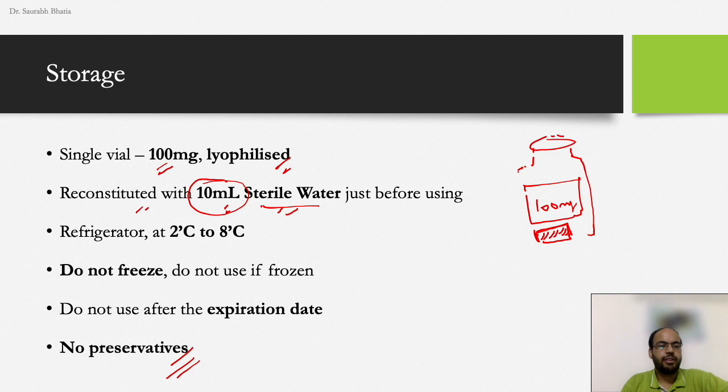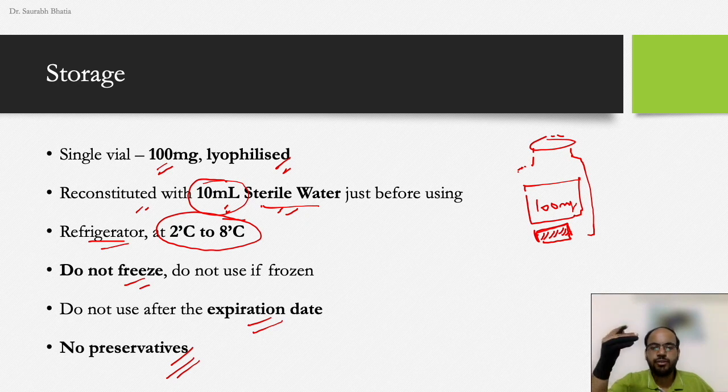The storage is between 2 to 8 degrees Celsius in a refrigerator always, but do not freeze. Even if it is kept in the freezer, you cannot use it. Keep it in the fridge between 2 to 8 degrees Celsius. Do not use after the expiration date. That goes without saying. So this is how you are supposed to store the vials.